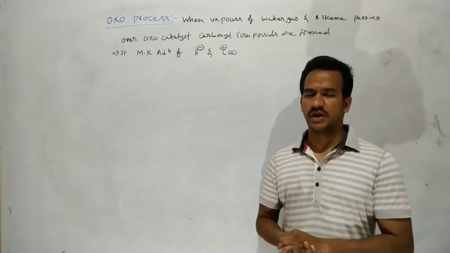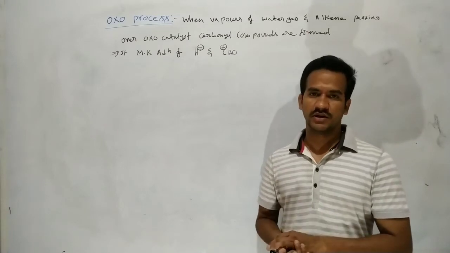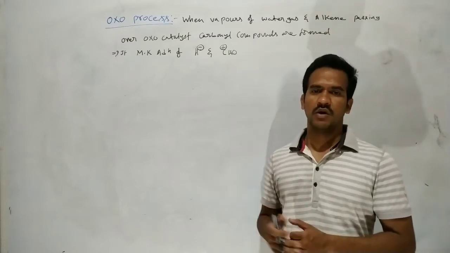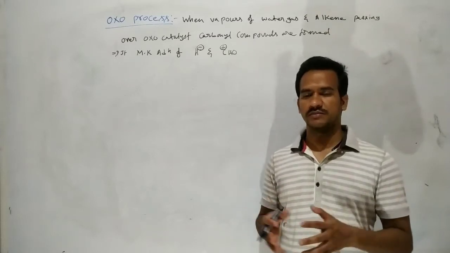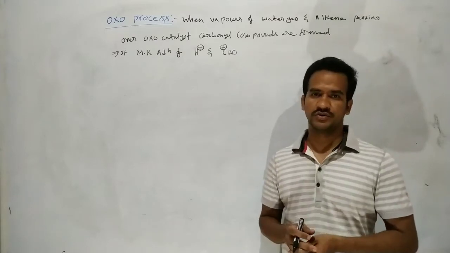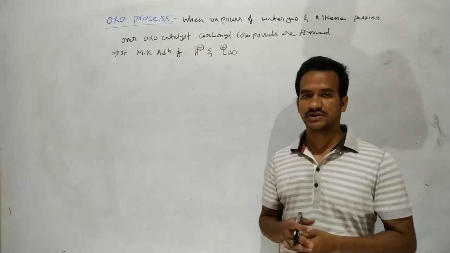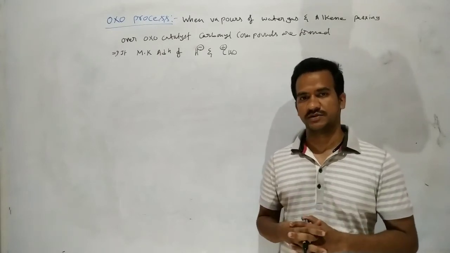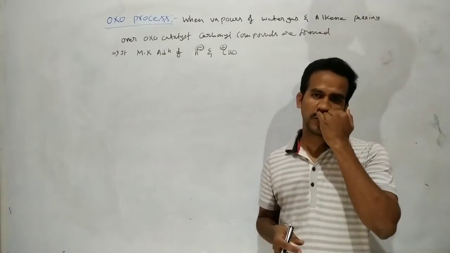It is nothing but a chemical reaction of the alkene. When a mixture of water gas and alkenes is passed through the oxo catalyst, carbonyl compounds are produced. In this reaction, the addition of the aldehyde group and the addition of hydrogen takes place, but this addition follows Markovnikov addition.